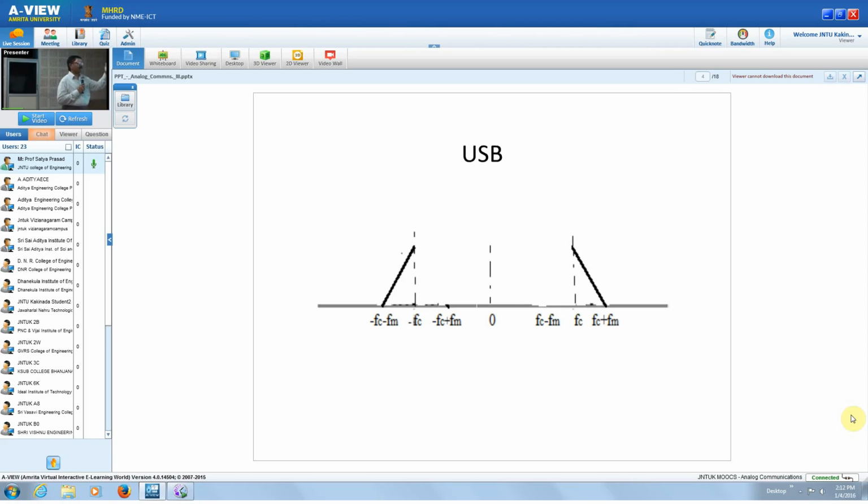So here we are having only the frequency components of Fc to Fc plus Fm, that is the upper sideband only, that we are going to consider here. So this is the frequency domain representation of your upper sideband. The previous one is a DSB-SC signal, and the one before that is your baseband signal spectral domain representation.